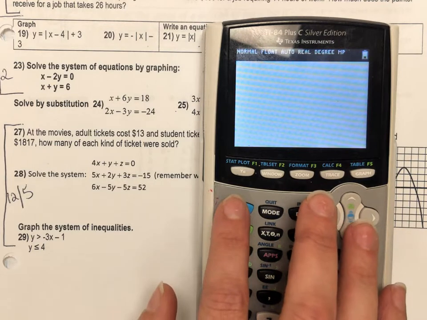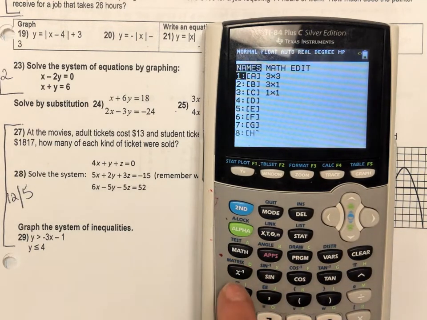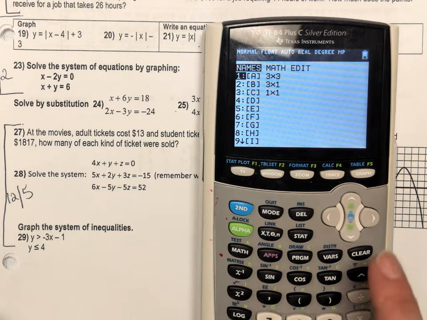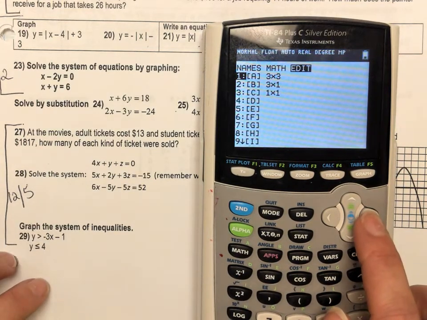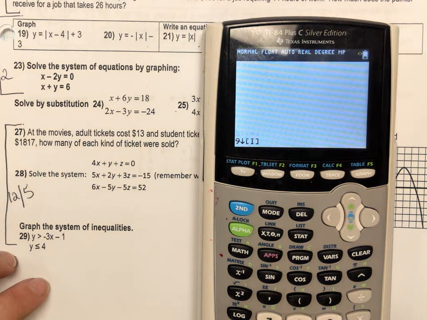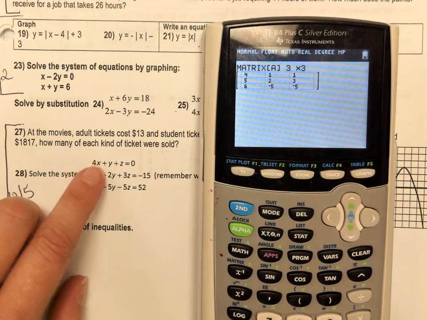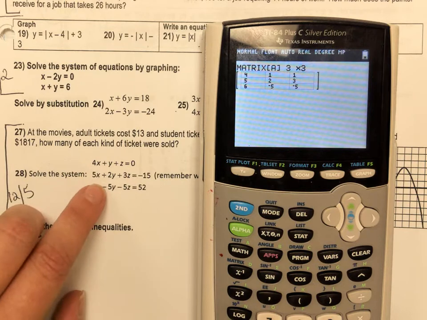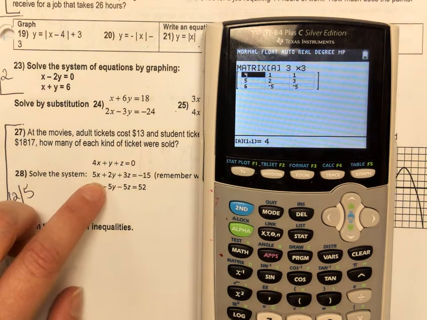Alright, so remember that you go to second matrix. The matrix button is right below math. Make sure you're going through these motions, guys, because it's really easy with a calculator. It's very, very difficult without a calculator. All right, we go over to edit. We edit the first one. There are 3 variables and 3 rows. What's a 3 by 3?